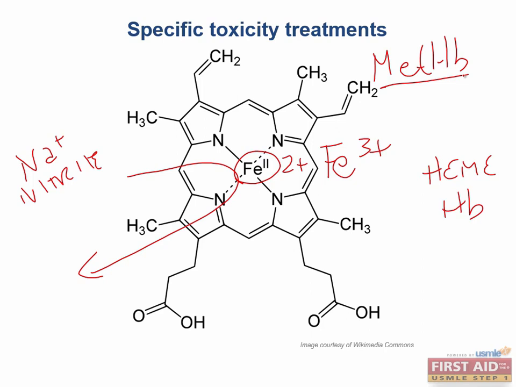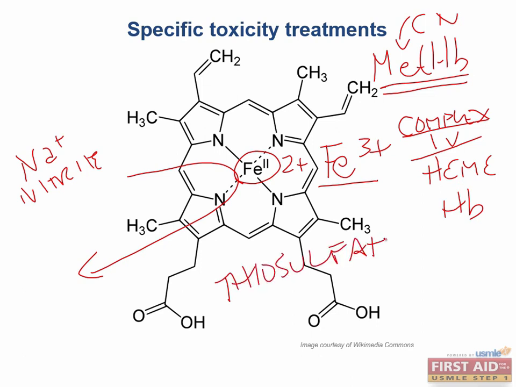Remember, we said that cyanide is interrupting cellular respiration because it loves to bind to Fe3+ ferric iron of complex 4. So by inducing methemoglobinemia, we are essentially creating a ton of decoy binding sites so that now cyanide will tend to bind to methemoglobin instead of complex 4. The last part of the treatment is to give thiosulfate. Well, it's going to steal the cyanide off of the methemoglobin to make thiocyanate.